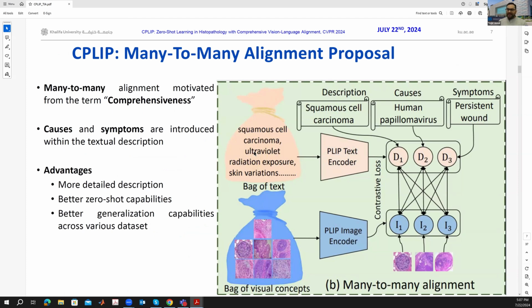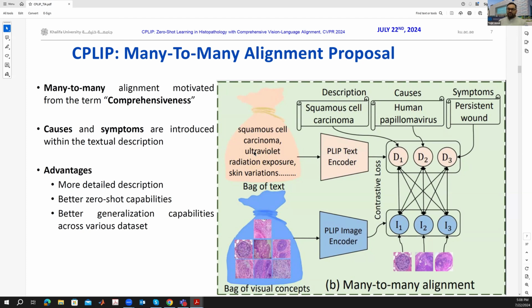The many-to-many alignment is basically motivated by the term comprehensiveness. The term comprehensive means complete. We cannot restrict our vision language model to align only one image with one textual description. In fact, there might be several histology images which can be aligned to several textual descriptions. So here the term comprehensive means you can align multiple images with multiple textual descriptions.